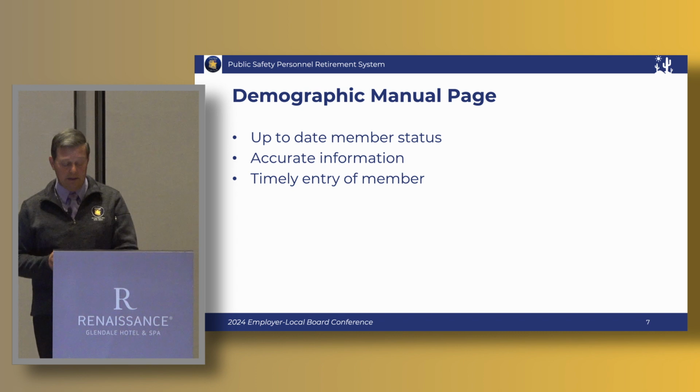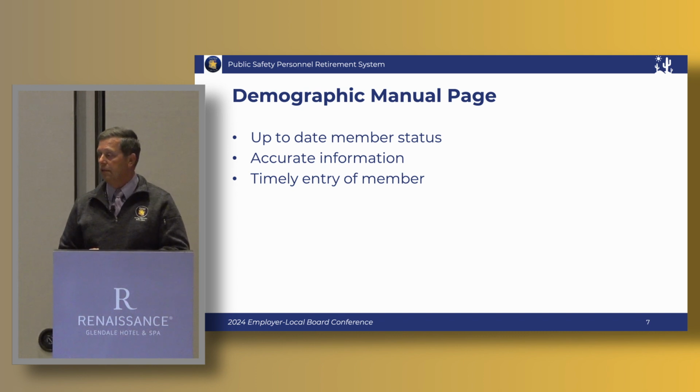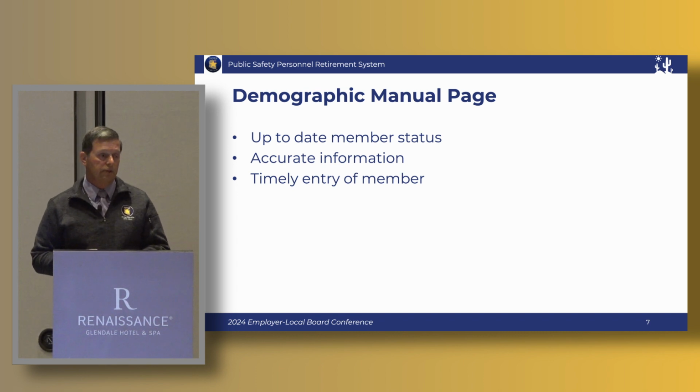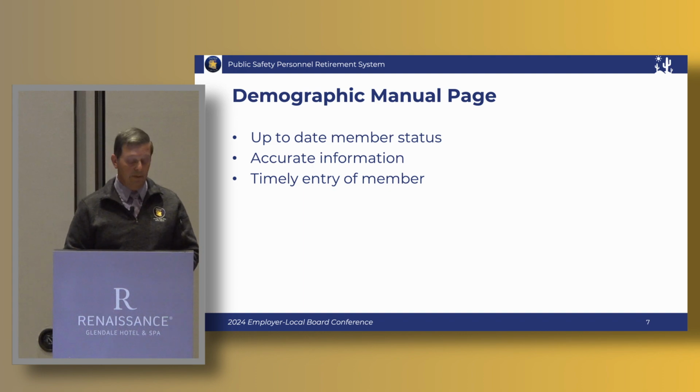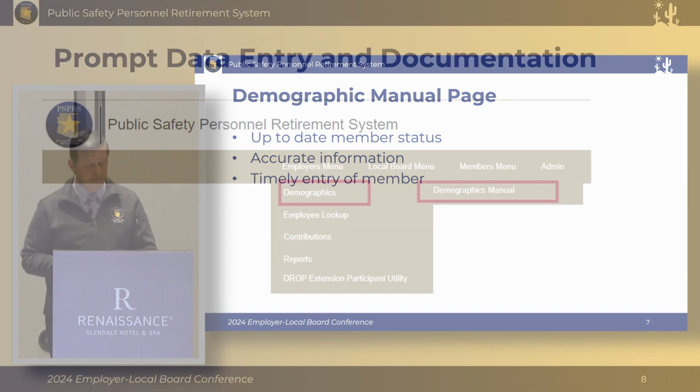Inaccurate information may also cause contribution reporting errors. But most importantly to a member, we're talking about creating issues for their retirement benefit estimates, as well as if they decide to terminate and leave employment and refund, it could delay that refund as well because we don't have the accurate information from them and from the employer.